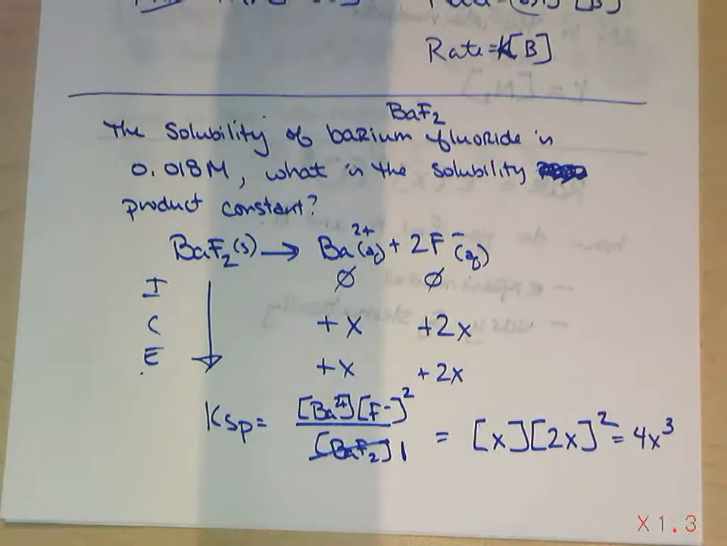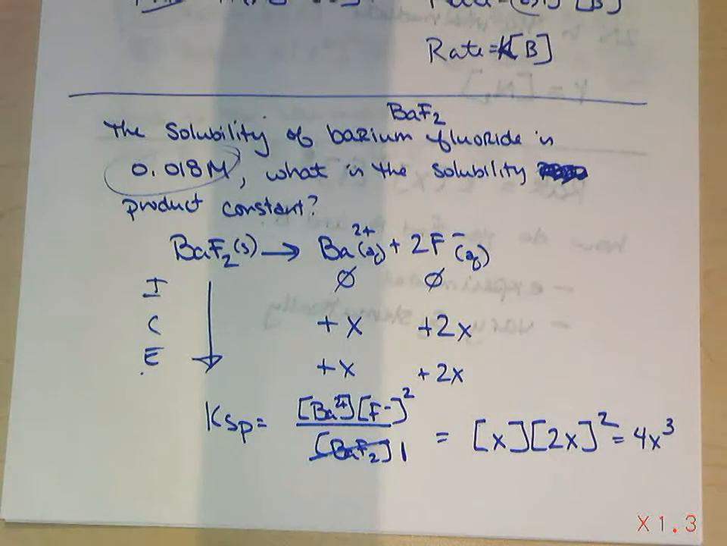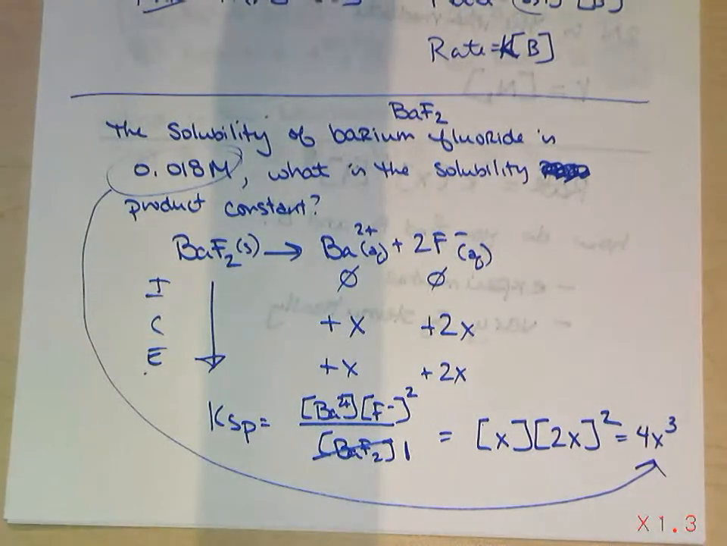What have we not used that the problem told us? And what is that in the problem? That is x. So you plug in for x and you find Ksp. Good. Vaguely remember how to do that one? Let's see what else.